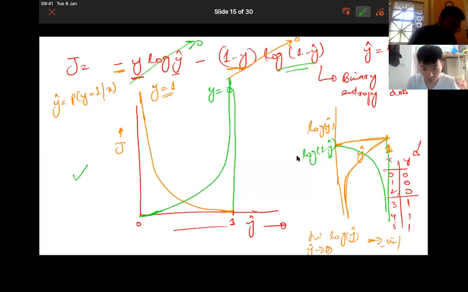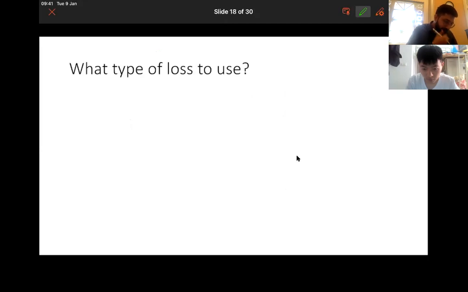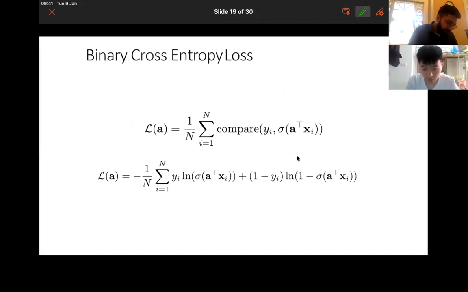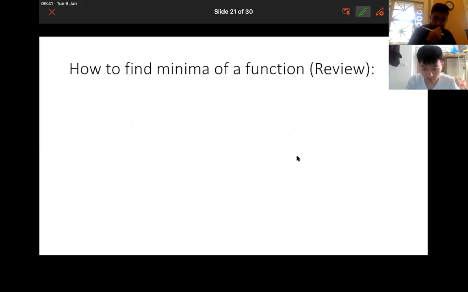Okay, let's quickly see a formalized version of this. So sigma is defined like this. It's widely used in classification. These are exactly the things that we did mathematically. I just want it to be on the slide so that you can review it. The next thing was the cost function, and we said that we would use a cost function like this. We found the shape of the cost function and we plotted it.